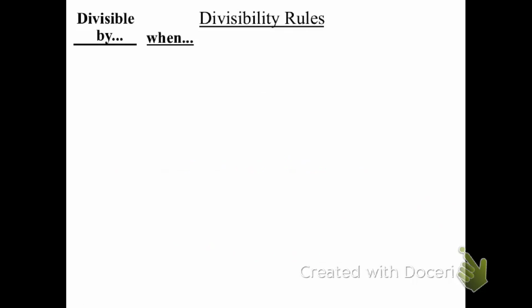Now we're going to be going over some divisibility rules. So I want this all in your notes. I want the title, divisibility rules, divisible by, and when. So any number is divisible by 2 when the number is even. Now, what do I mean by when the number is even? Well, that's when it ends in either 0, 2, 4, 6, or 8. Those are going to be our even numbers.